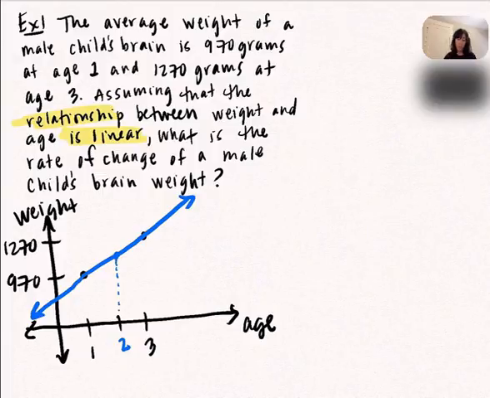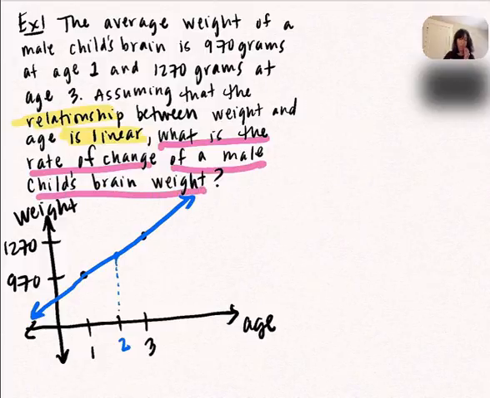Okay, what question are they asking us? They want to know, what is the rate of change of a male child's brain weight? So essentially we're being asked to find the rate of change of this line. In other words, the slope of the line. So we're going to figure out, what is the slope of this line?